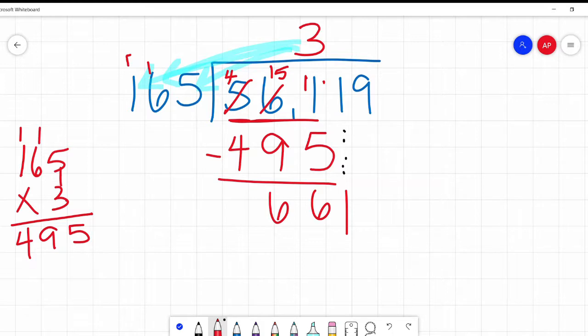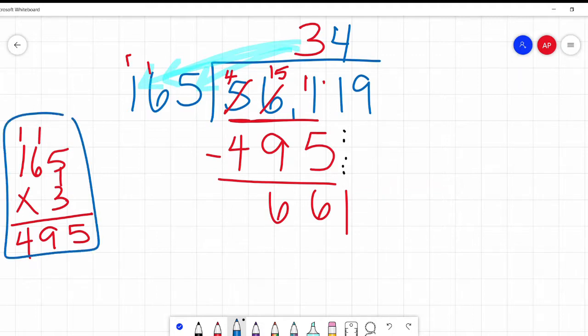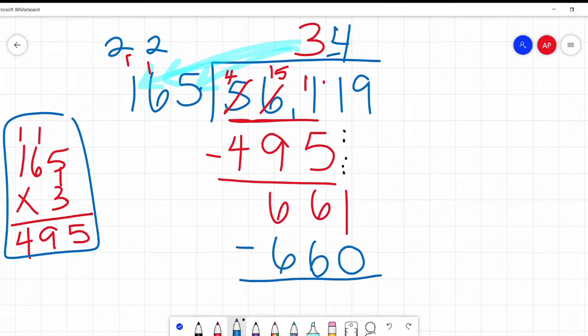Yes. Now there we have 495, so I'm going to guess this is going to be times 4. We'll see if that works. Times 4. And again, if you need to write this over to the side, it's fine, but for now, I'm just going to multiply it inside. 4 times 5 is 20. Put down my 0, carry my 2. 4 times 6 is 24, plus 2 is 26. Put down my 6, carry my 2. 4 times 1 is 4, plus 2 is 6. Wow, that worked out perfectly. 661 minus 660 is 1.